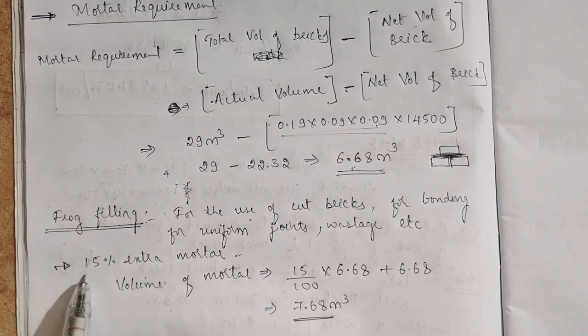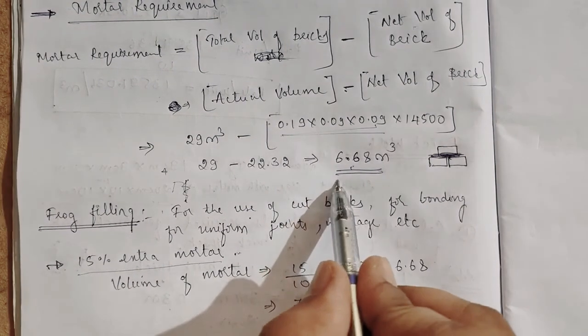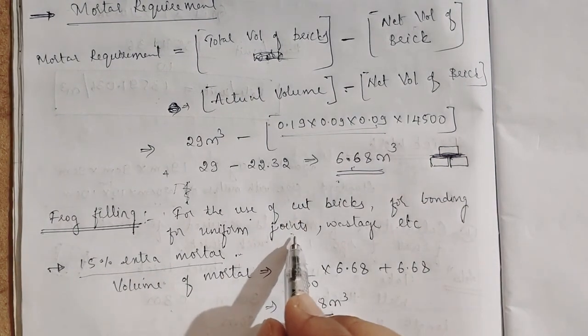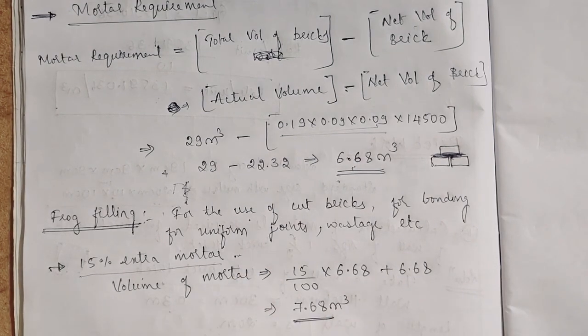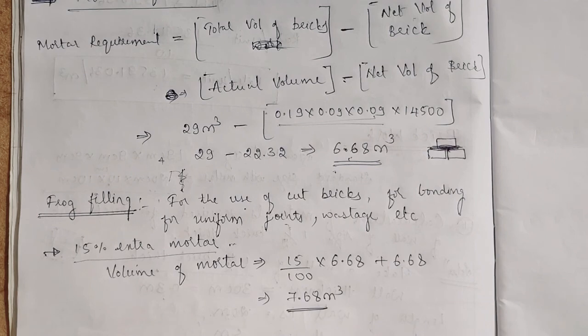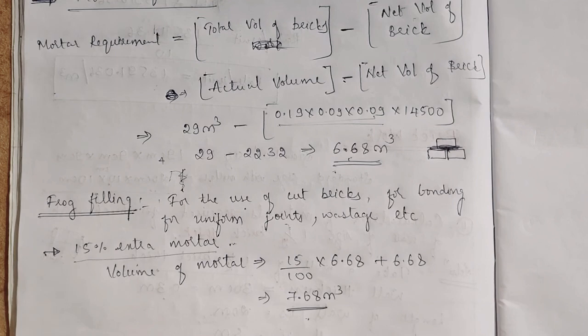So that's why I'll take that 15% extra mortar for the volume of the mortar requirement, so that it is balanced. Okay, the mortar will be balanced and we should not get a shortage of the quantity. So volume of the mortar is 7.68 meter cube.